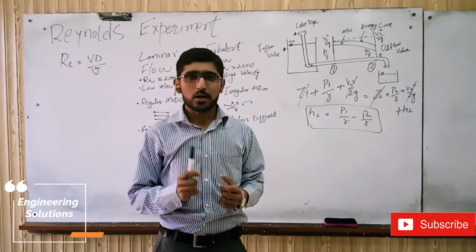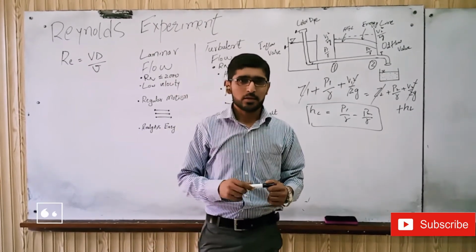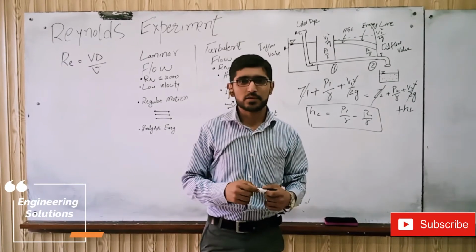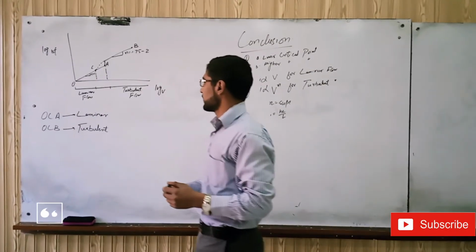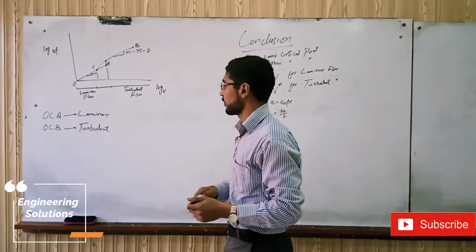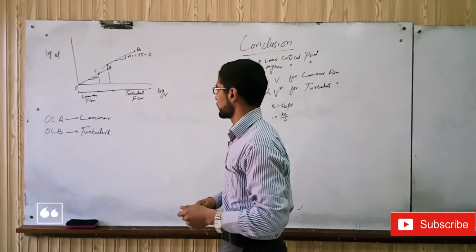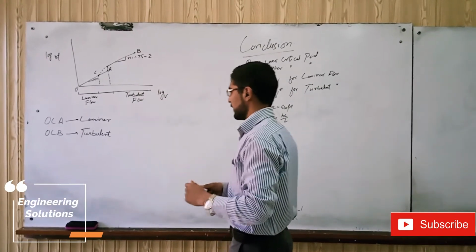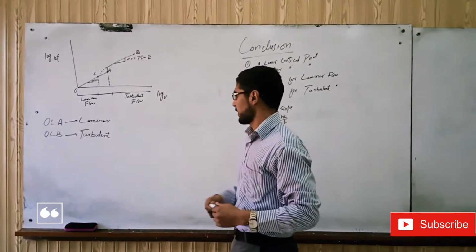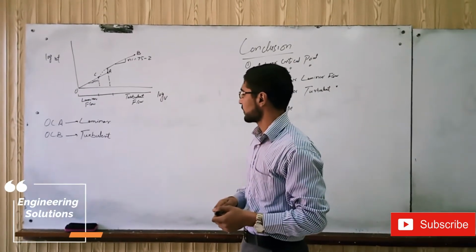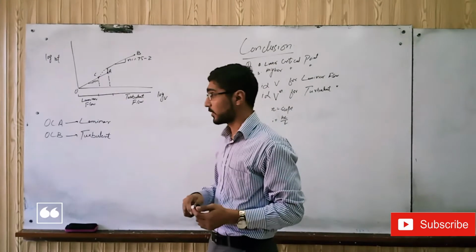Further, we can draw a graph between log of hf and log of V, which means head loss and velocity, which will further clear our concept. And this is the graph between log of hf and log of V. In this graph, we can see that there are two curves, OCA and OCB. The curve OCA is the portion in which the flow of fluid is laminar, and the portion OCB of the curve has turbulent flow.